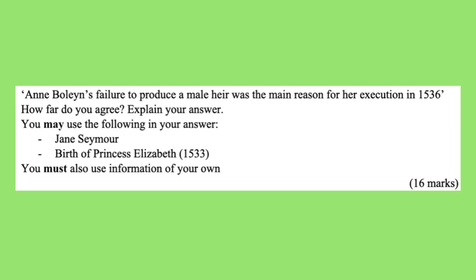Anne Boleyn's failure to produce a male heir was the main reason for her execution in 1536. How far do you agree? Explain your answer. You may use the following in your answer: Jane Seymour and the birth of Princess Elizabeth in 1533. You must also use information of your own.